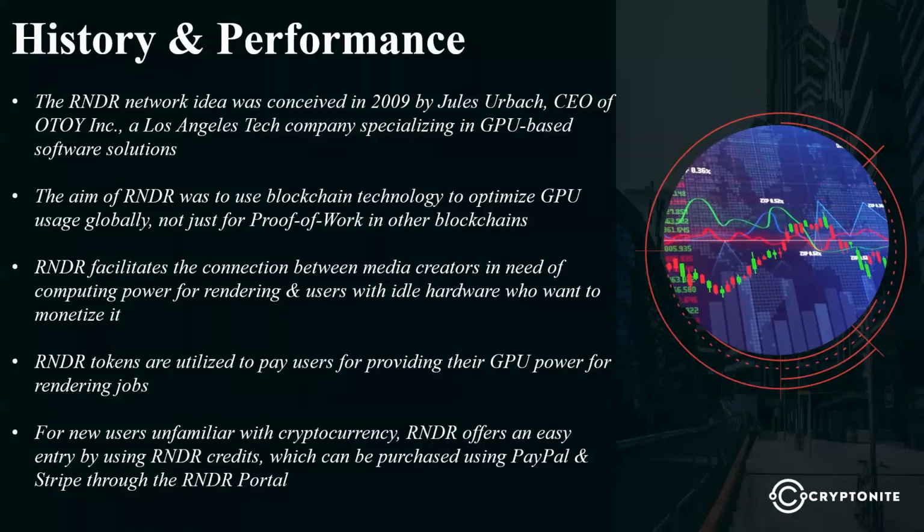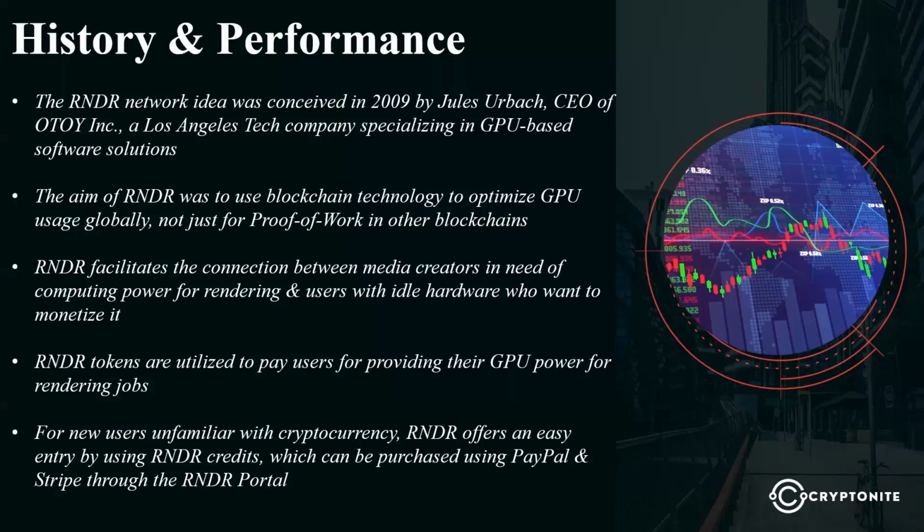Yeah, so the idea was brought to light in 2009 by Jules Urbach. I apologize if I butchered that name. He's the CEO of OTOY, a Los Angeles tech company specializing in GPU-based software solutions. The aim of Render was to use blockchain technology to optimize GPU usage globally, not just for proof of work and other blockchains. Render facilitates the connection between media creators in need of computing power for rendering and users with idle hardware who want to monetize it. Render tokens are utilized to pay users for providing their GPU power for rendering jobs.